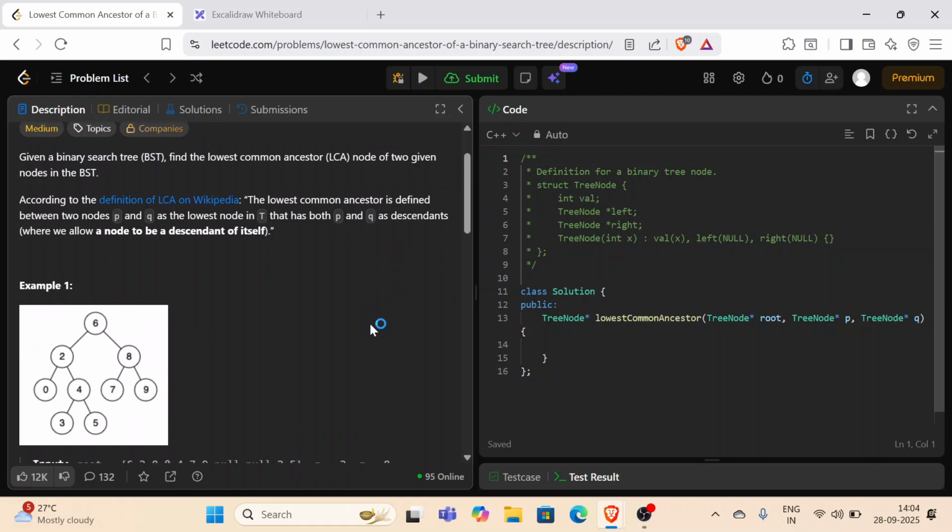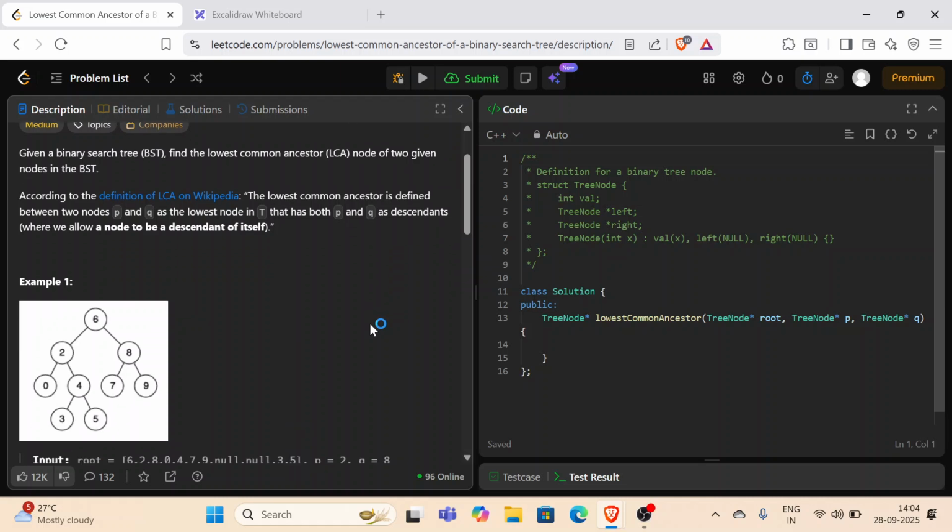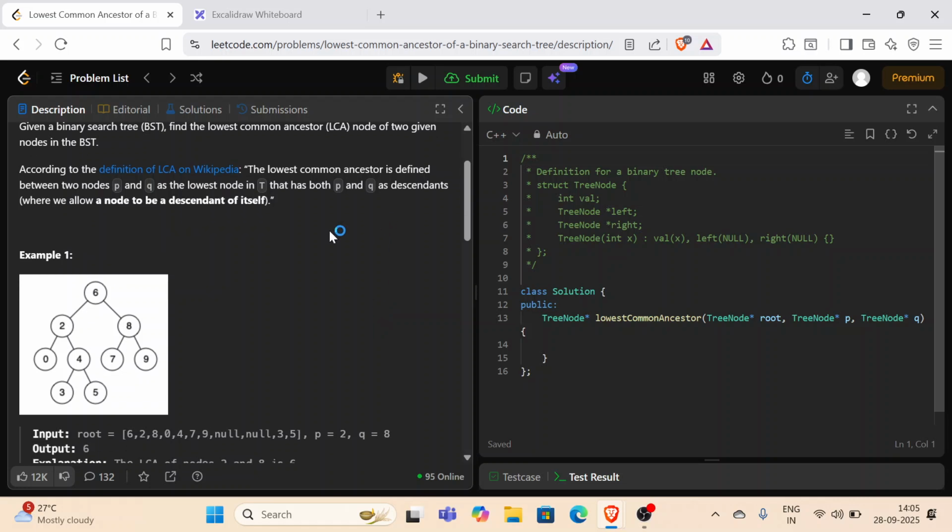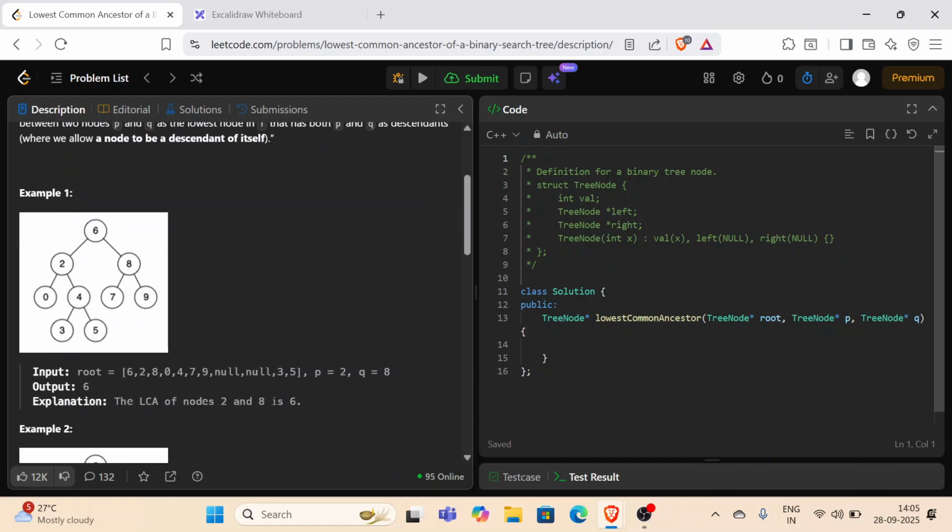The lowest common ancestor is the parent node that sits above the two nodes and is the most common one. That is what we'll be finding: the nearest parent of the two nodes. And a node can be a descendant of itself. That is also a condition.